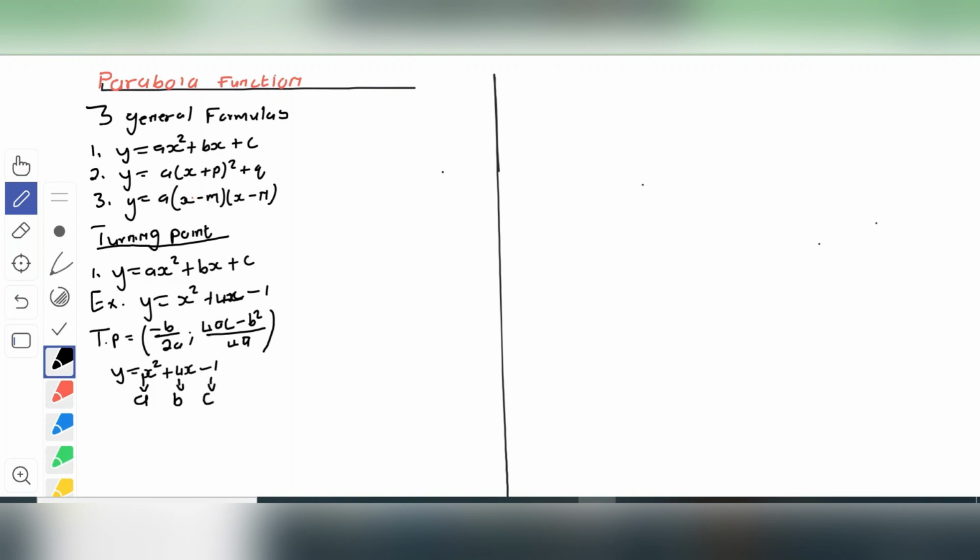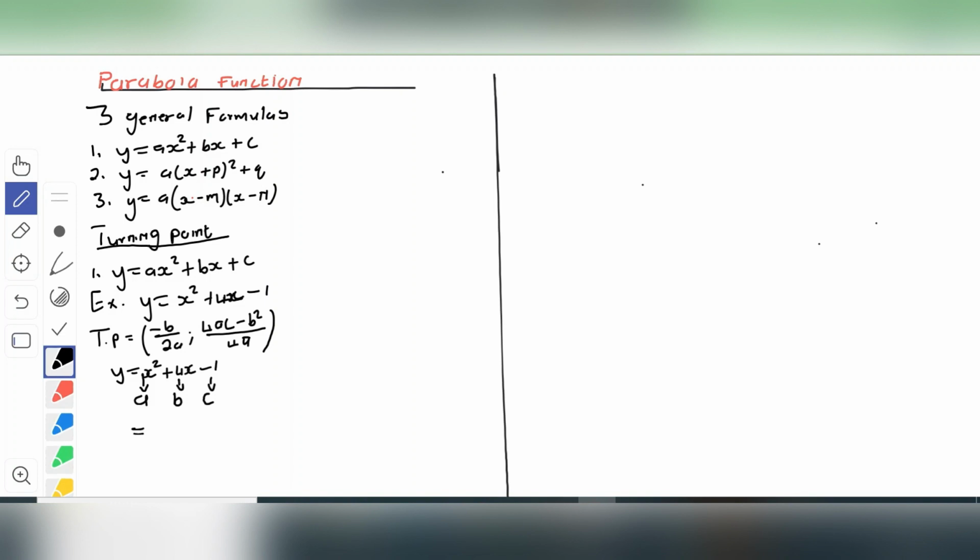So if you can check for the first one, which is ax squared plus bx plus c, where there was a, now from our example is 1, where there was b, now from our example is what? It's 4. Where there was c, now from our example it's -1, right? So we are going to plug them there from the formula that we have for the turning point.